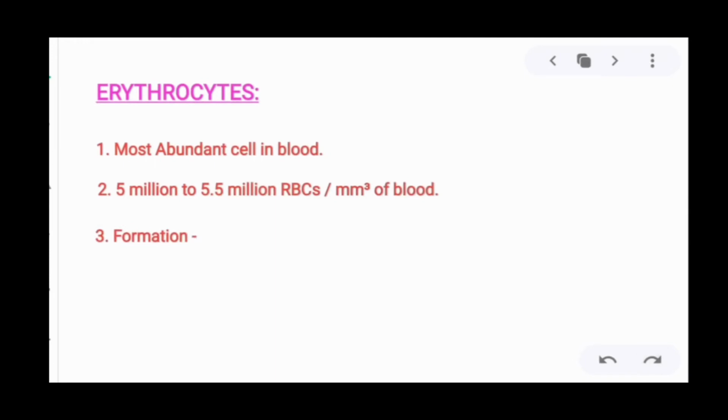And the third point is the formation. The erythrocytes are formed in the bone marrow. So the bone marrow is the place where the formation of erythrocytes takes place. And mainly the erythrocytes do not have a nucleus. So in NEET they may ask: name a cell which is devoid of a nucleus, or in which a nucleus is not present. So the answer will be erythrocytes, and they are biconcave. Biconcave, I will show you, in mammals.